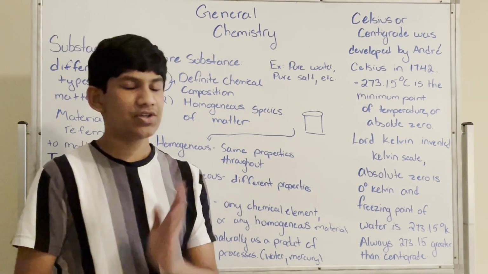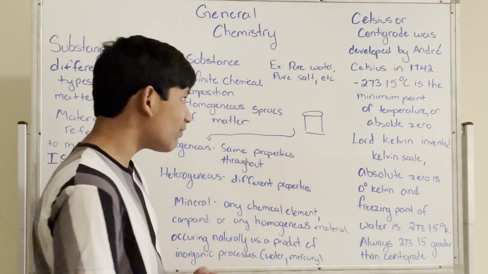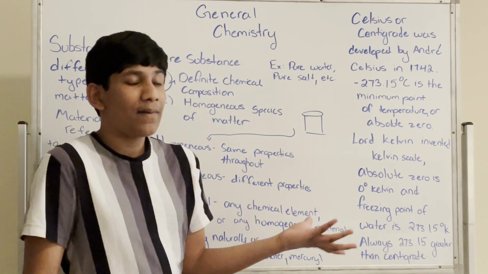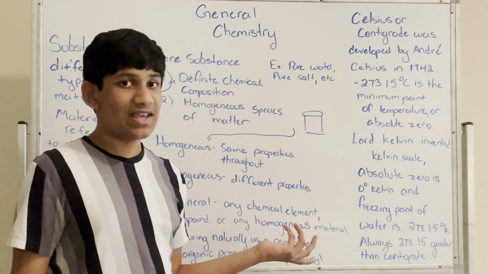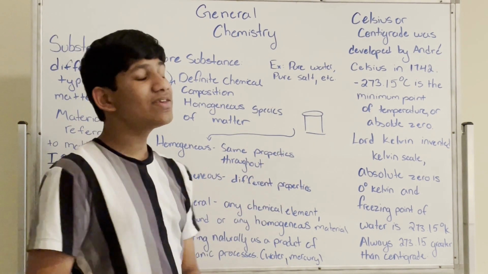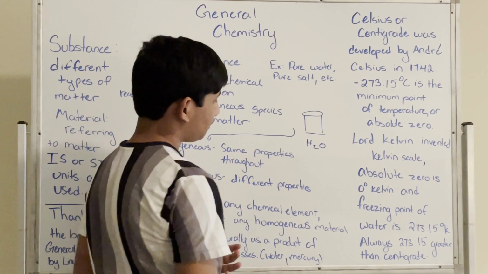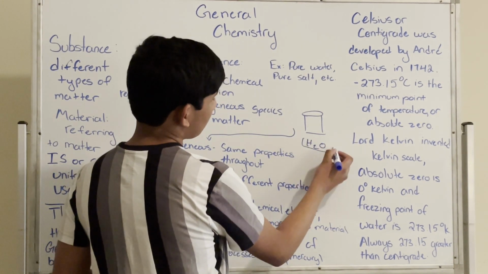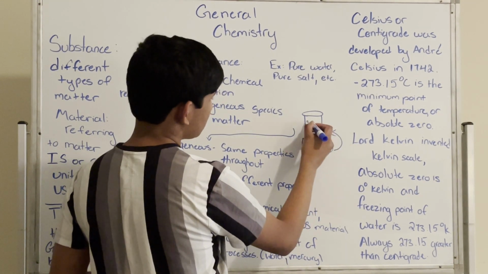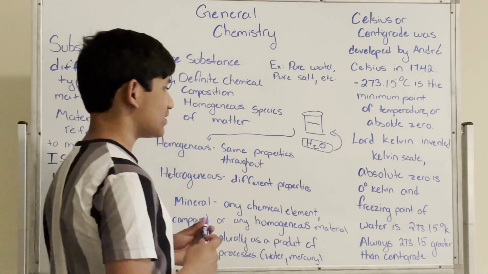Now, if we have 32 degrees Fahrenheit, 0 degrees Celsius, or 273.15 degrees Kelvin freezing point, that's a property of water, and it maintains the same. So water has the same properties throughout. So that's homogeneous. And also the definite chemical composition. We have H2O. This is definite chemical composition for the water in the glass. So this is essentially a pure substance.